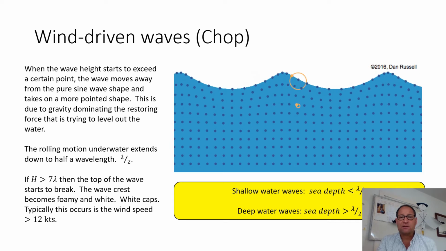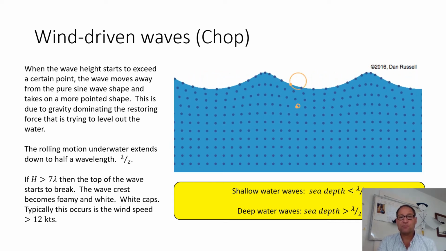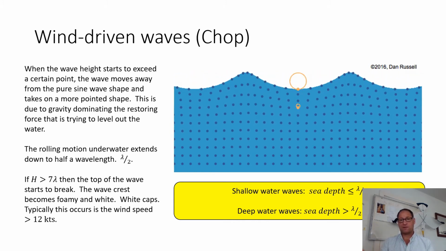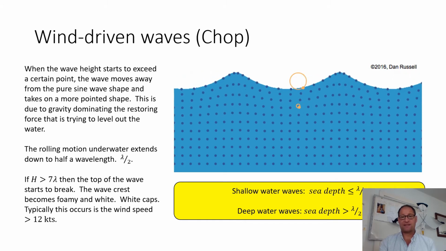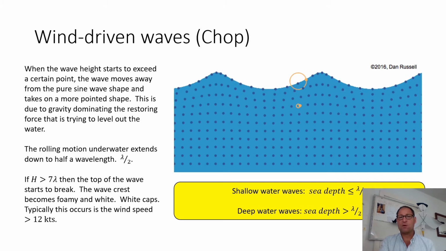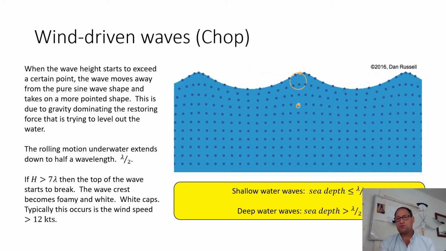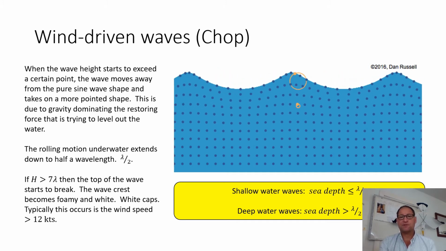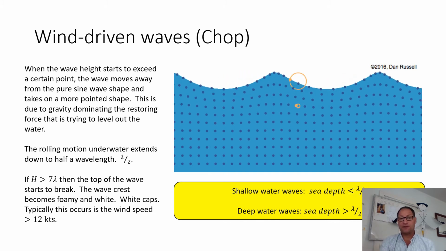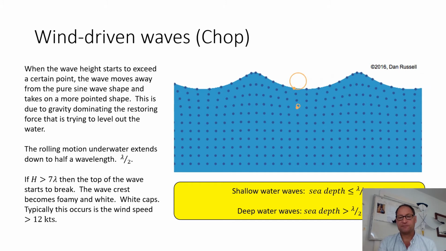Now, a couple of things about this. If the height of the wave exceeds 1/7 of the wavelength, then the top of the wave starts to break, and you get a foamy crest forming as the air gets into the water. And so it turns just a foamy white colour. These are called white caps. Usually, as long as the water itself is not moving, that happens when the wind speed's about 12 knots. So white caps start to form around about 12 knots of wind speed.